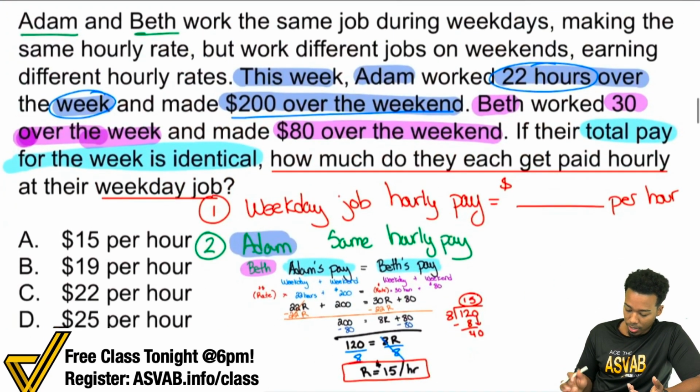So if we had, okay, sweet, Adam, 22 hours times 15, that's going to be 330 bucks. 330 plus 200 is $530. Okay, 530. Then if I go to Beth, 30 hours times 15 bucks an hour, that's 450. 450 plus the extra 80, 530 bucks. So if we plug the answers back in, boom, we can also see that A is still the answer.